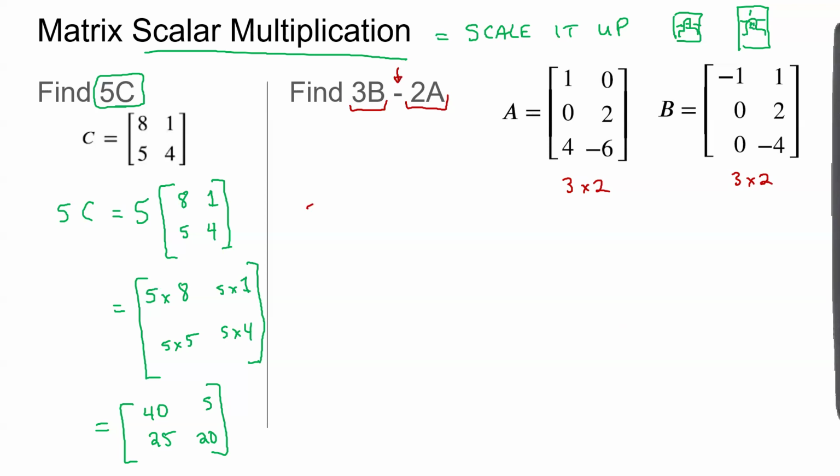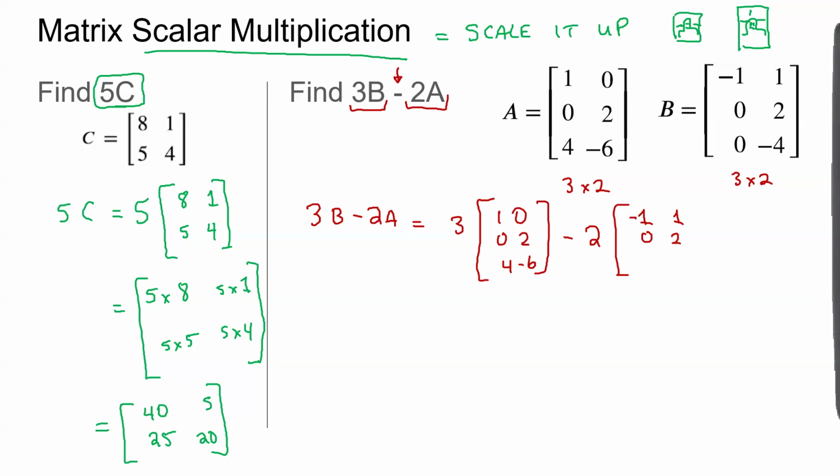And maybe you want to write this out in a couple steps. That's kind of up to you. If you can keep up with it, good for you. But I want to do 3 times 1, 0, 0, 2, 4, -6. And then I want to subtract 2 times -1, 1, 0, 2, 0, -4. And of course, I've got to distribute all that in there. So let's do our distribution here, and then we'll do the subtraction. 3 times 1 would be 3, 3 times 0, 3 times 0, 3 times 2, 3 times 4, 3 times negative 6. And there's the scaled up version of B.